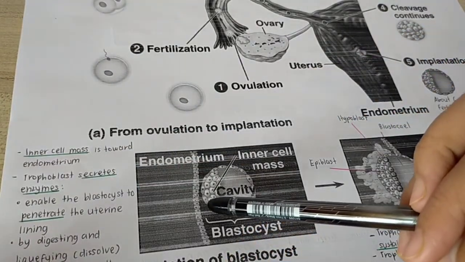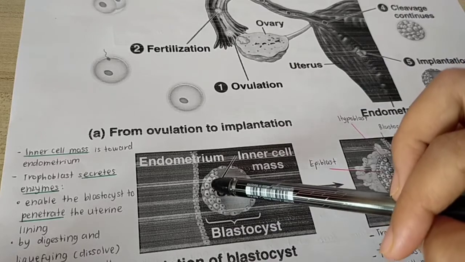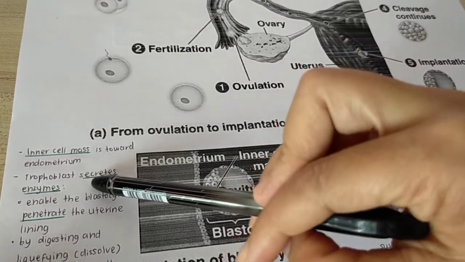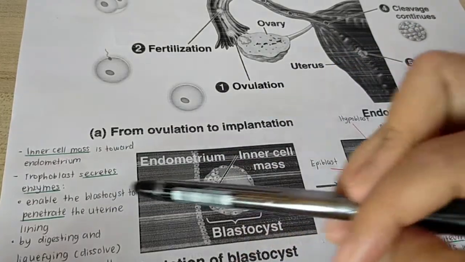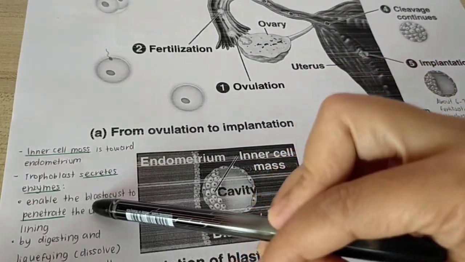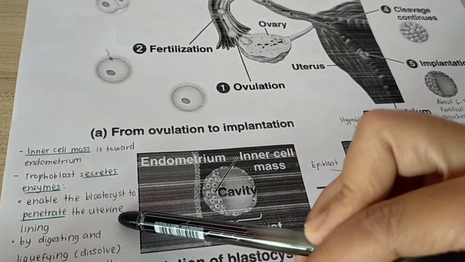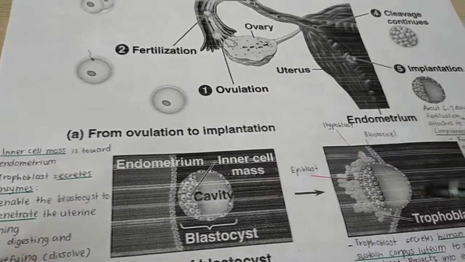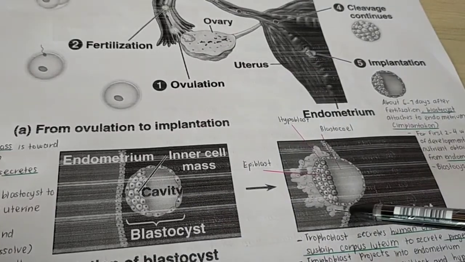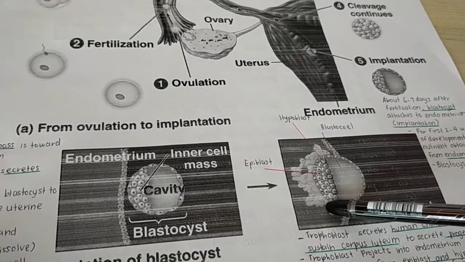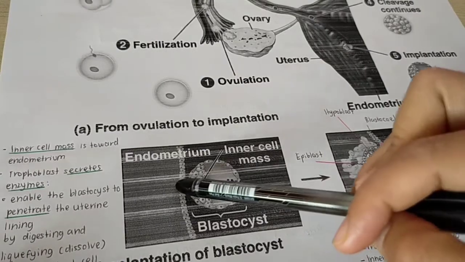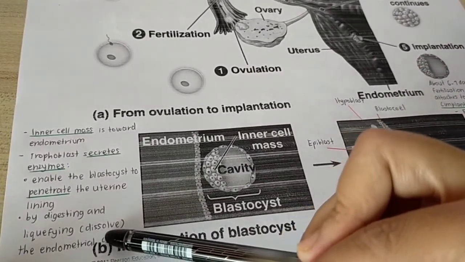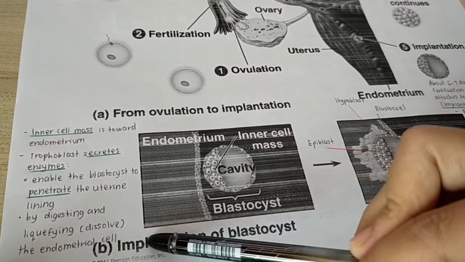This means that for implantation to occur, the inner cell mass is facing towards the endometrium, and then the trophoblast will secrete enzyme. What is the function of the enzyme? It will enable the blastocyst to penetrate the uterine lining. Once the trophoblast secretes the enzyme, it enables the blastocyst to penetrate the uterine lining by digesting and liquefying, or dissolving, the endometrial cells.